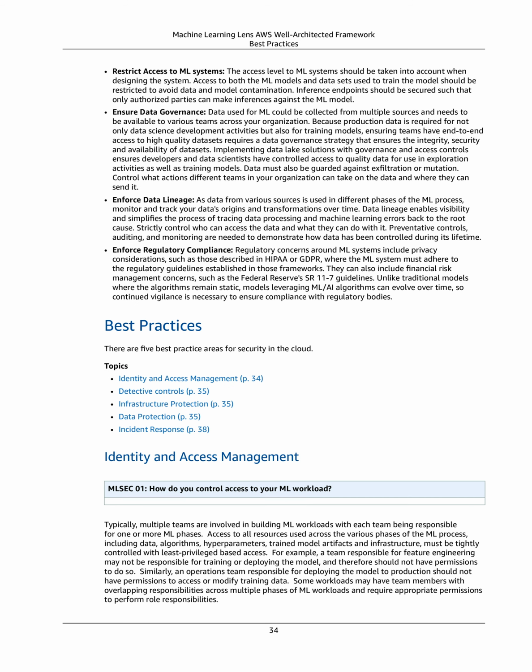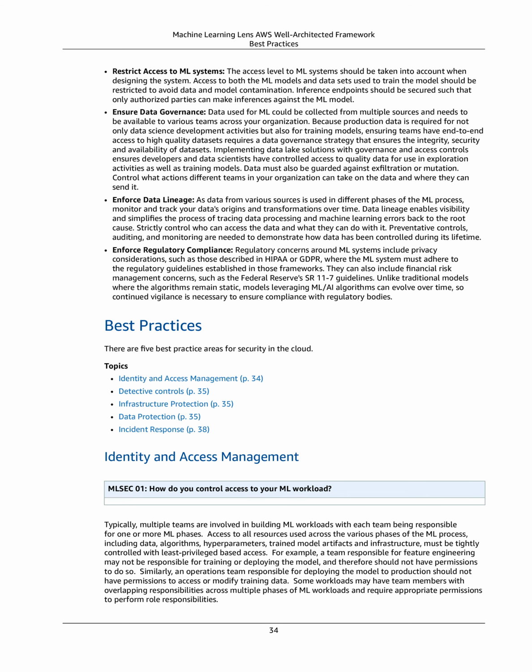Restrict access to ML systems. The access level to ML systems should be taken into account when designing the system. Access to both the ML models and datasets used to train the model should be restricted to avoid data and model contamination. Inference endpoints should be secured such that only authorized parties can make inferences against the ML model.